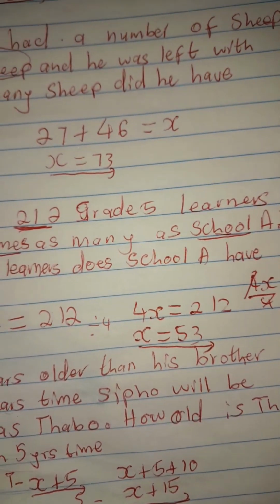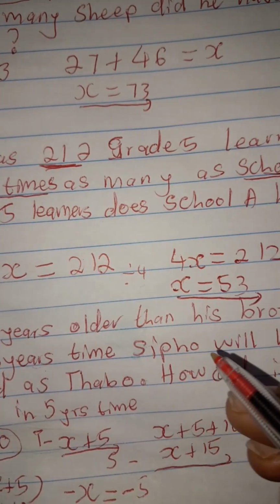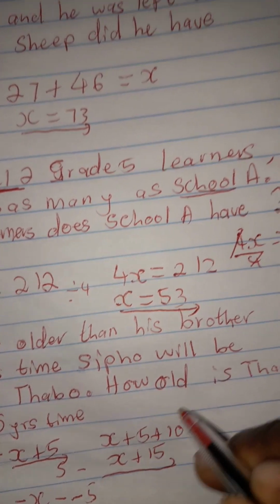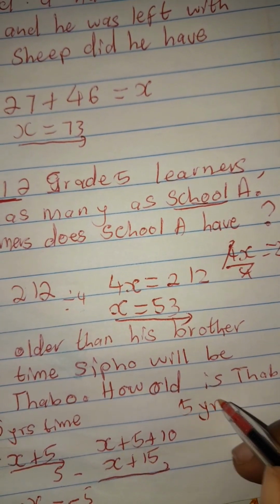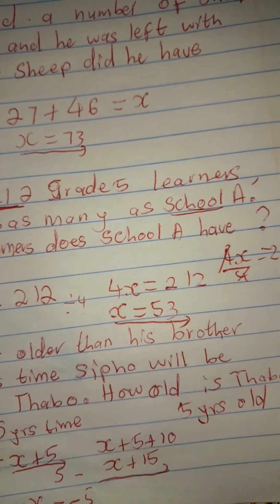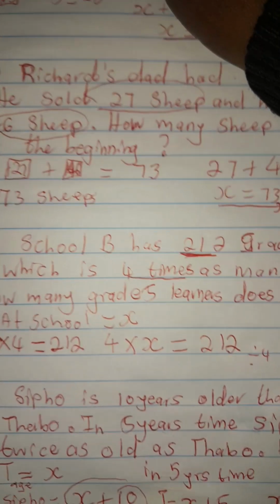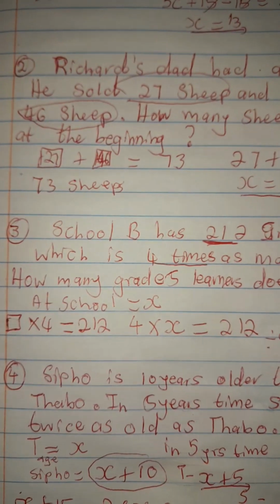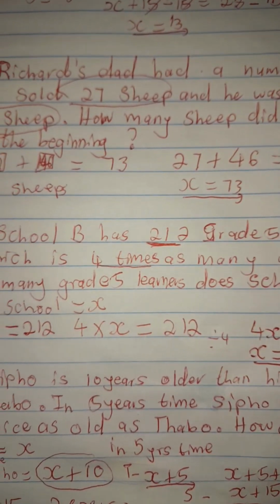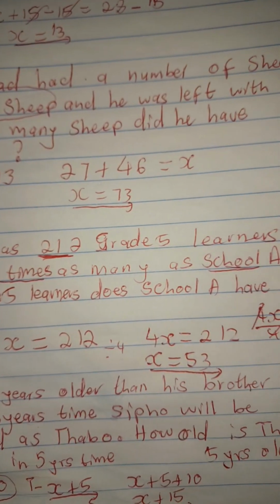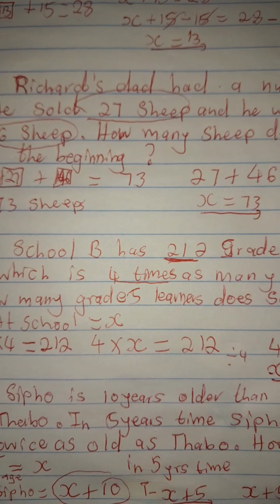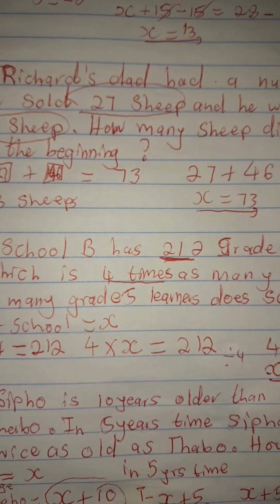How old is Thabo? That means Thabo is 5 years old, guys. So that's how you can answer this question. This question was a little bit tricky. First thing first, you analyze the statement: Thabo is 10 years older than his brother. So analyze the statement, then you will never go wrong, right?